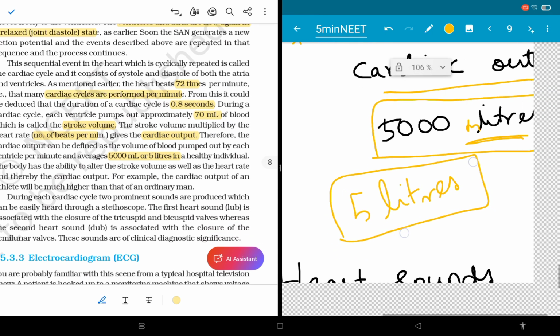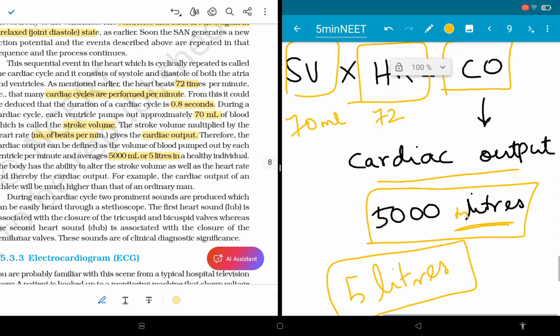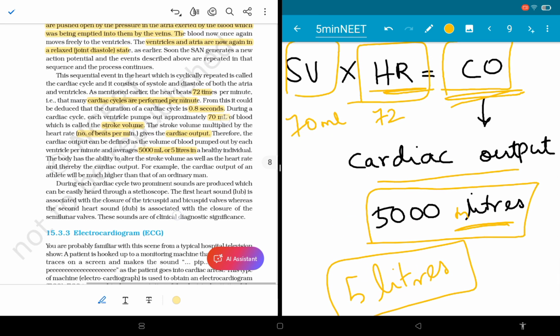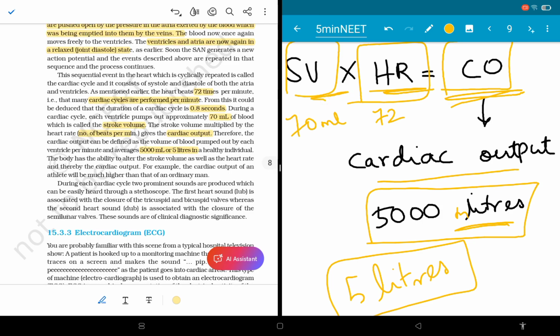Now, your heart has the ability to alter. If it needs more cardiac output, it will alter your heart rate, and the stroke volume can also be altered, so that your cardiac output will be much more when needed. For example, in an athlete it may be needed more, right? They are exerting themselves for a short period of time, so the cardiac output will increase for that particular time.